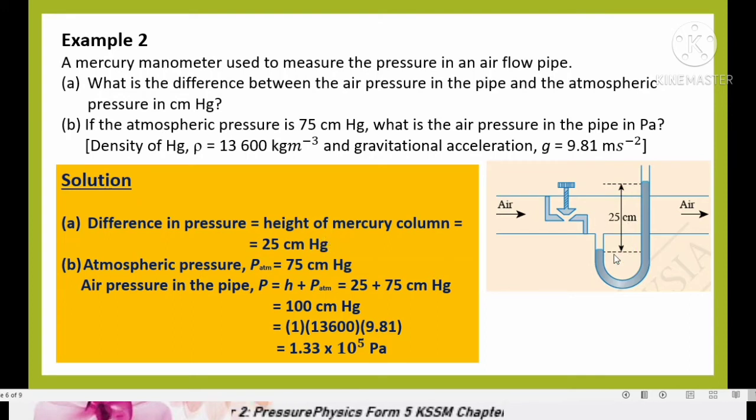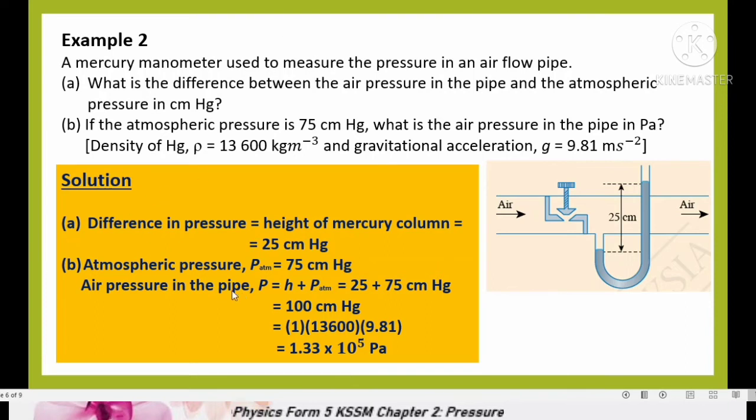Since this is already in mercury, straight away we can use the unit cm mercury. So 25 cm mercury. How about B, atmospheric pressure? Atmospheric pressure is 75 cm mercury. What is the air pressure in the pipe in Pascal? Okay, now we want to find the air pressure in Pascal.